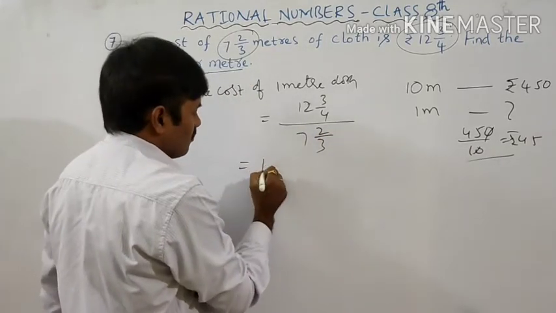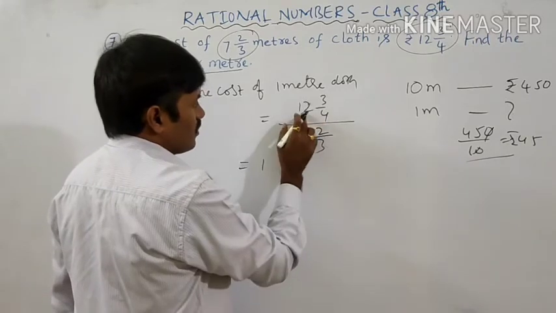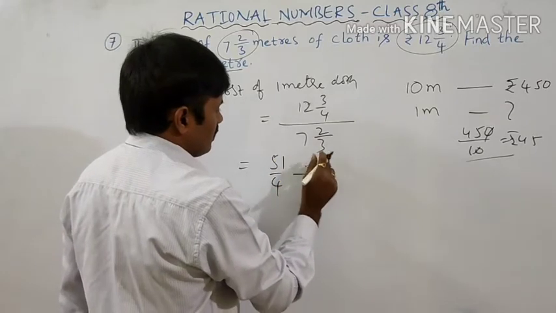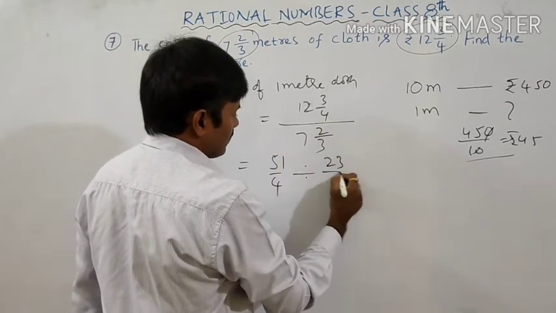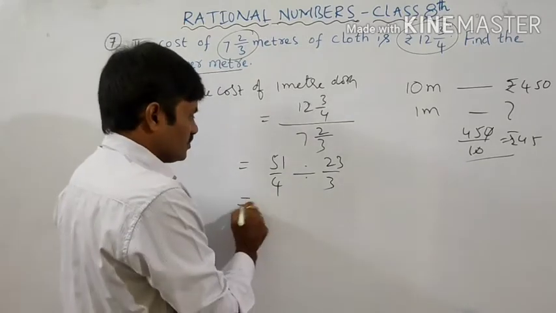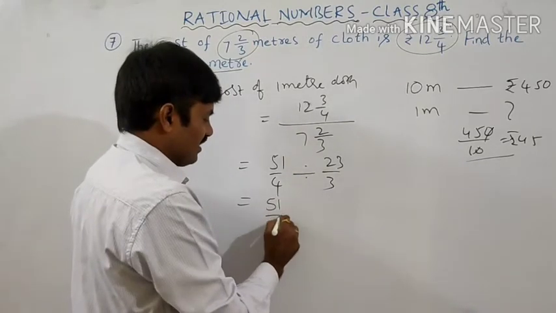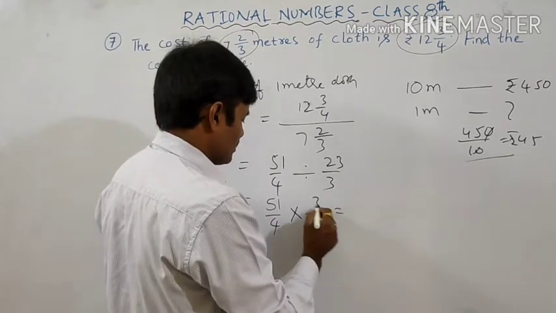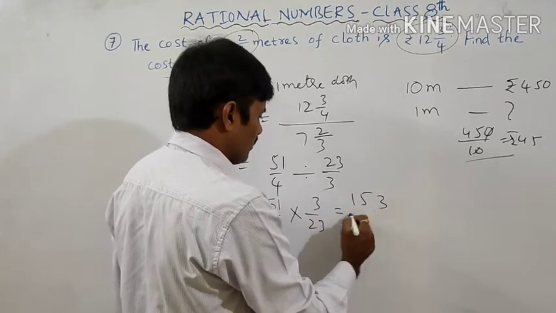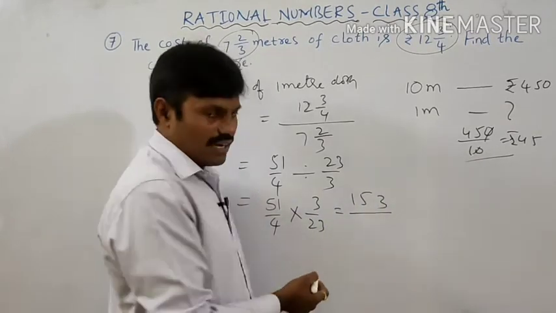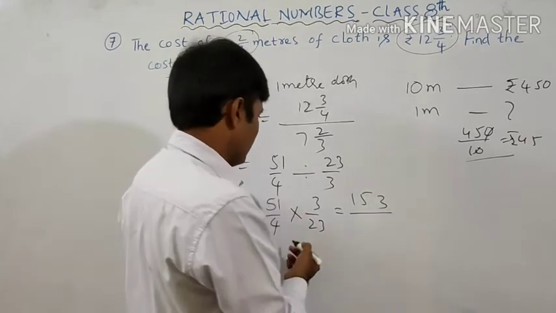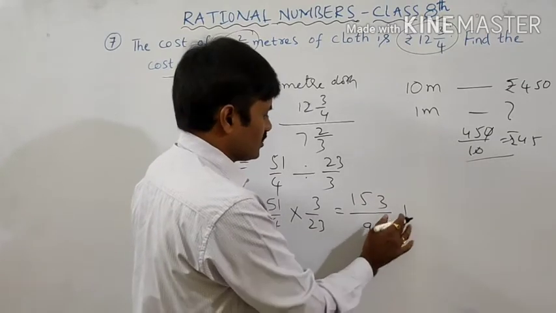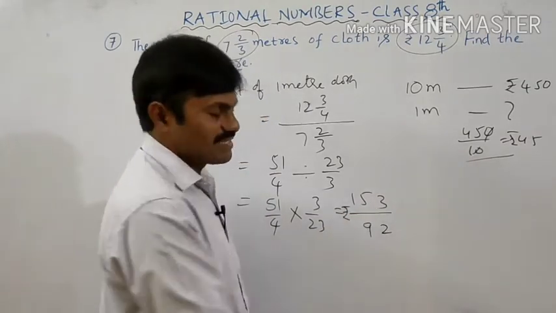That means 12 3/4 can be written as 12 times 4 is 48, plus 3, 51/4, divided by 7 times 3 is 21, plus 2, 23/3. Now change the division into a multiplication sign, so 51/4 into 3/23. Now what is the answer? 3 ones are 3, 3 fives are 15, so 153, no other common factor. 4 threes are 12, 4 twos are 8 plus 1, 92. So 153/92 rupees.